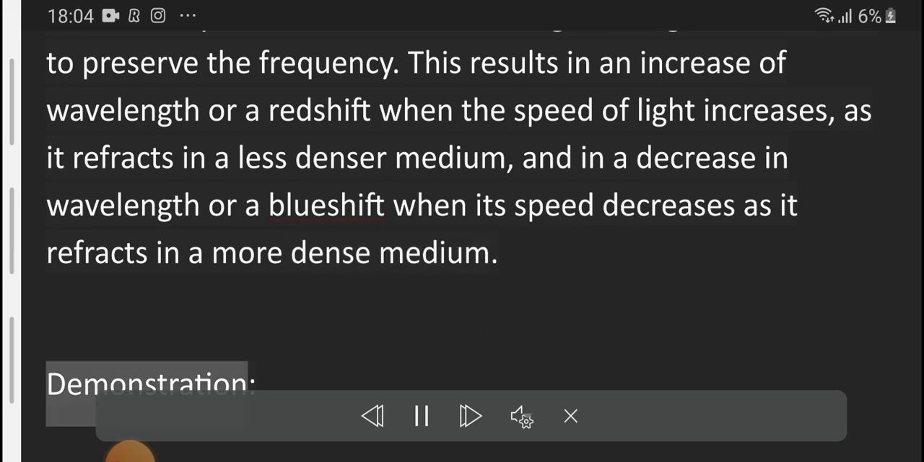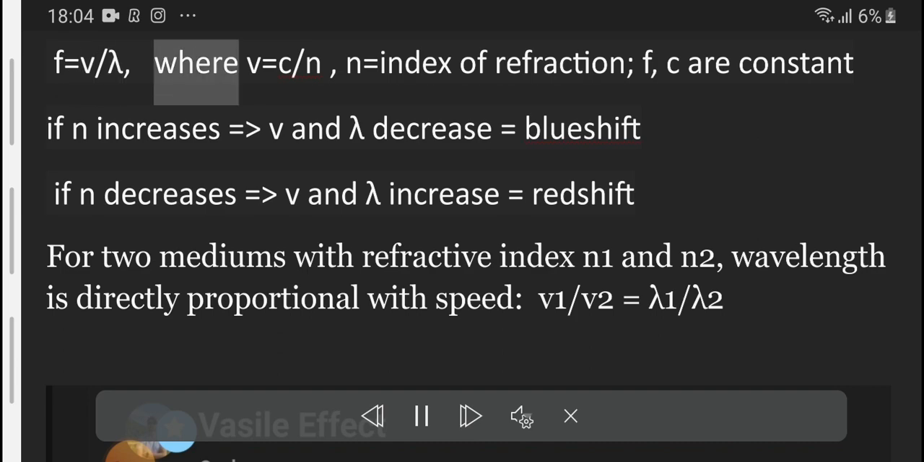Demonstration. f equals v lambda, where v equals c/n, n equals the index of refraction, and f and c are constant. If n increases, v and lambda decrease, which equals blue shift. If n decreases, v and lambda increase, which equals redshift. For two mediums with refractive indices n1 and n2, wavelength is directly proportional to speed, so v1/v2 equals lambda1/lambda2.